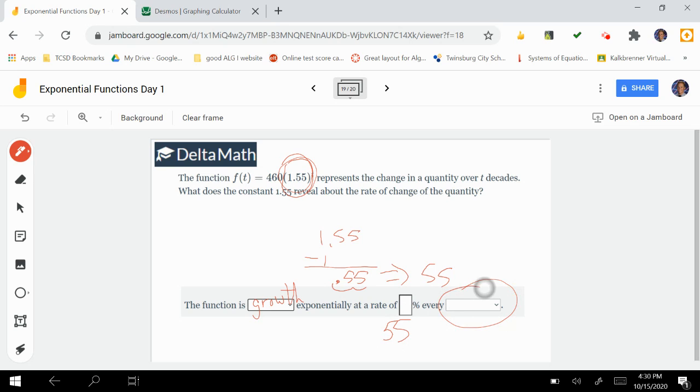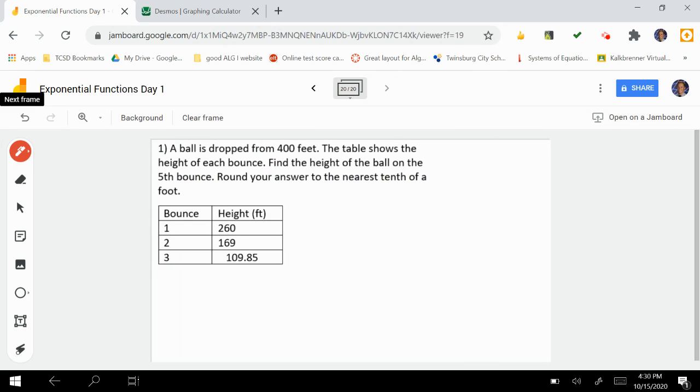And then this is a drop-down that we have to actually read, and that T stands for decades. So you would just drop down to decades. Any questions? This is what you're going to be asked to do on Delta Math, so I thought I'd go over those.